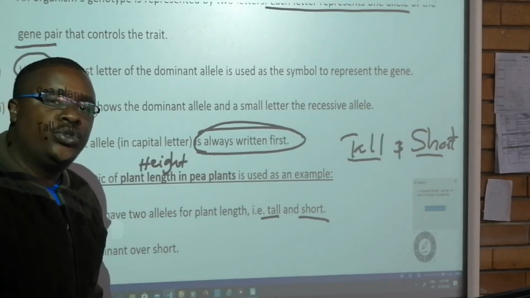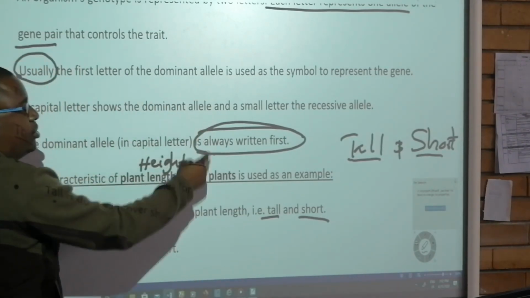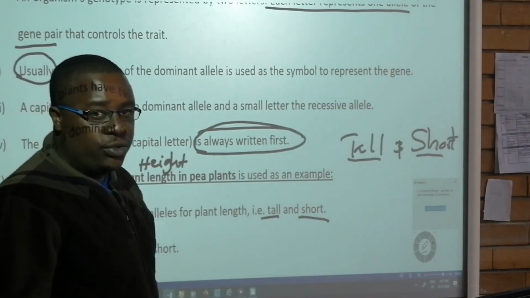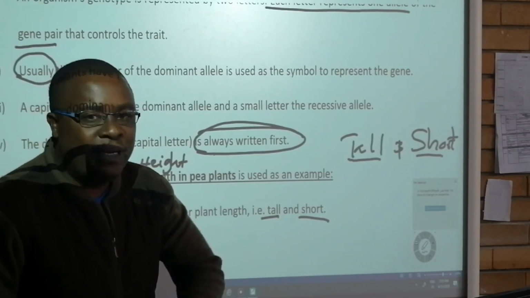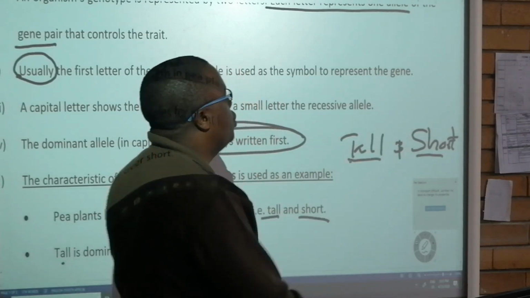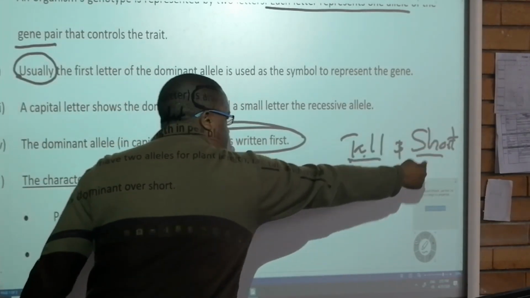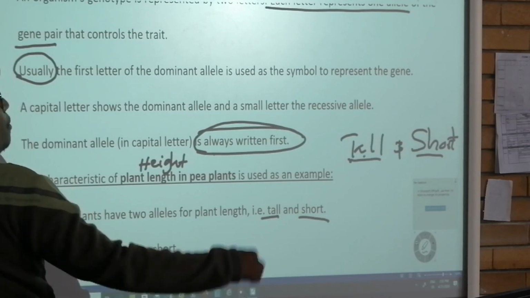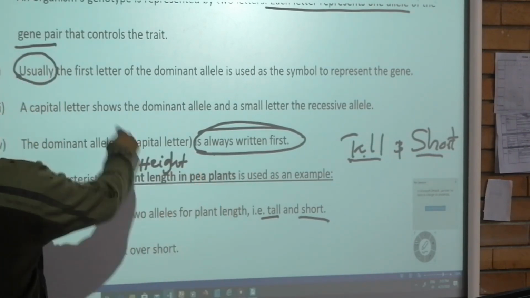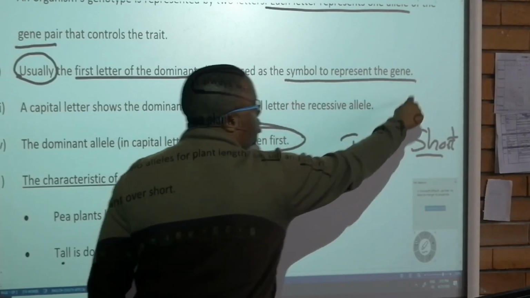But how are we going to use that same T? A capital letter will show the dominant allele, and a small letter will show the recessive allele. Which letter are we using? For height in pea plants, we are using the letter T. Why T? Because tall is dominant. And because tall is dominant over short, by the rules of genetics, if we are talking about the genotype, we are supposed to take the first letter of the dominant allele and use it as the symbol to represent the gene.